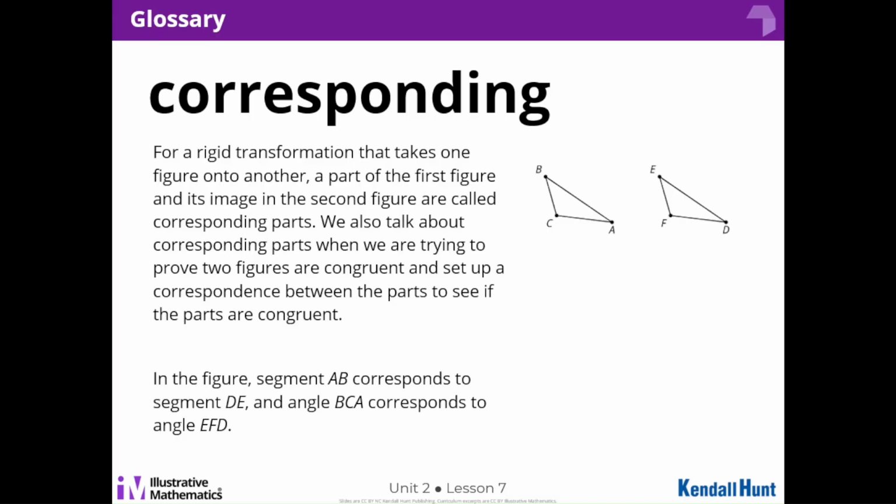Next, we have corresponding. For a rigid transformation that takes one figure onto another, a part of the first figure and its image in the second figure are called corresponding parts. We also talk about corresponding parts when we are trying to prove two figures are congruent and set up a correspondence between the parts to see if the parts are congruent. In the figure, segment AB corresponds to segment DE, and angle BCA corresponds to angle EFD.